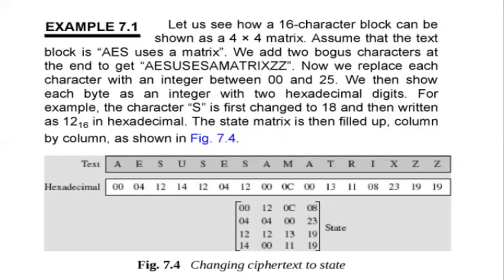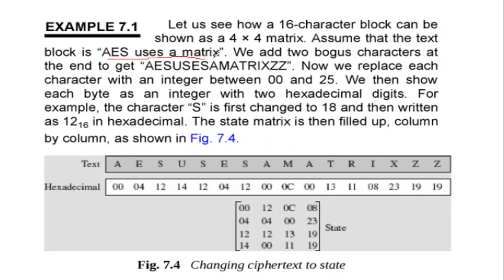Let's see this example. Suppose we have a 16 character block, which can be shown in a 4x4 matrix. Suppose our plain text is "AES usage a matrix". Okay, this is our plain text. So the total number of characters, if I count, not counting the space character, is 1, 2, 3, 4, 5, 6, 7, 8, 9, 10, 11, 12, 13, 14.